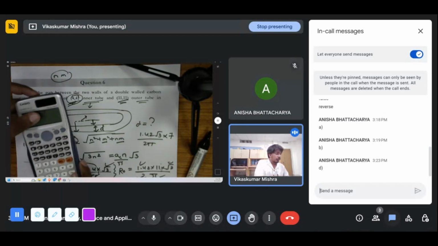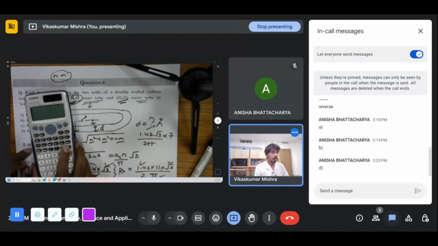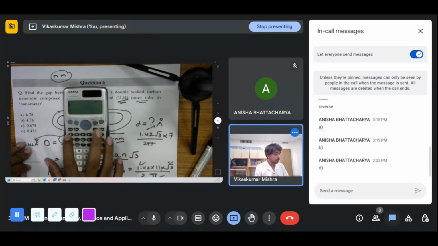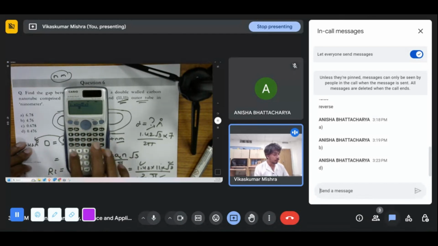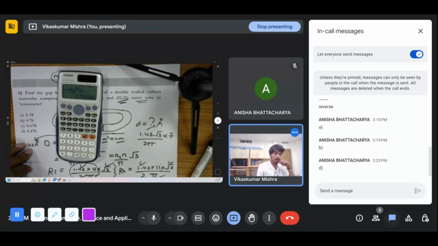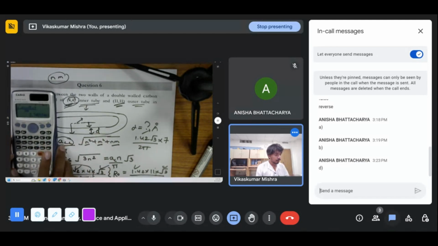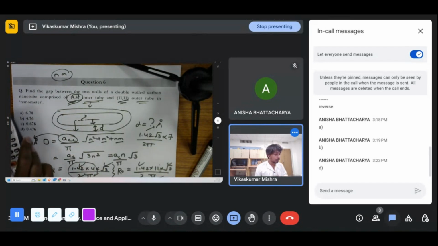Let me use my calculator over here. Remember the unit of this is angstrom. I hope it's visible. So 1.42 multiplied by root of 3, and then multiplied by 7, divided by 2 pi. Okay, I think I made some mistake over here. 1.42 is right, root 3.